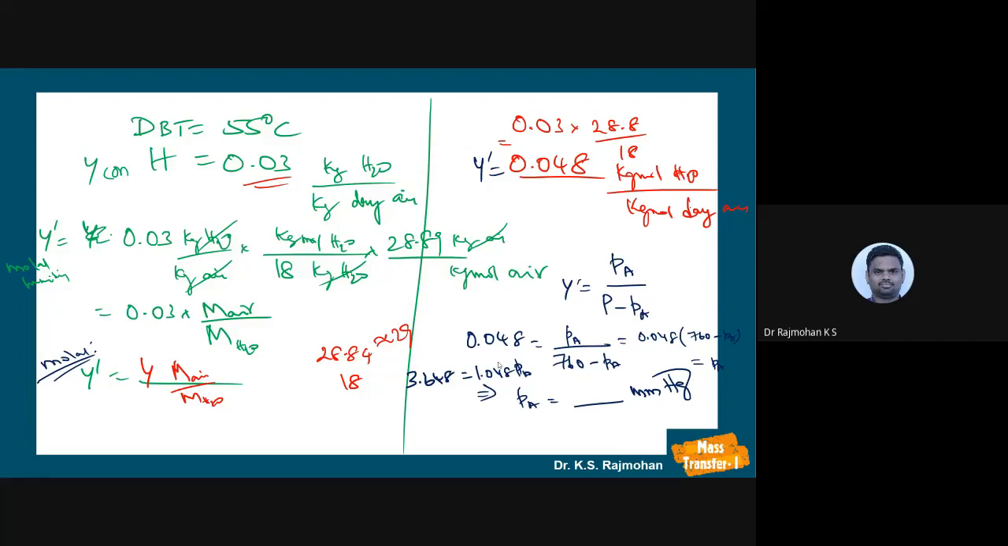No wait, 760 into 0.048 is equal to 36.48. So 36.48 divided by 1.048 is equal to 34.8 mm mercury. So that's the partial pressure.